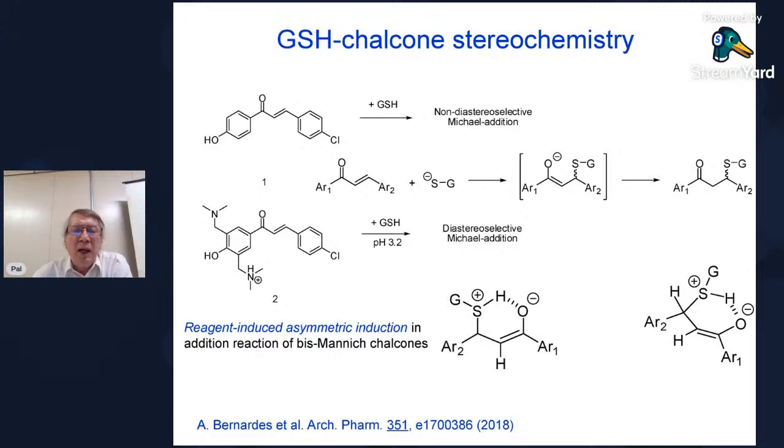bis-Mannich derivative of them, and we found that in case of the bis-Mannich derivative, one of the possible diastereomeric pairs formed in a much higher amount than the other. So diastereoselectivity was observed in the reaction, and this diastereoselectivity was presumed to be associated with a cyclic intermediate, and the preferred conformation of this six-membered cyclic intermediate governed by the preferred position of the bulky aromatic substituents was considered to be the reason for the diastereoselectivity of the addition reactions.